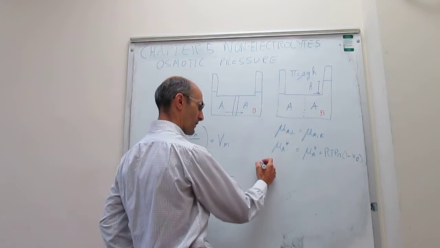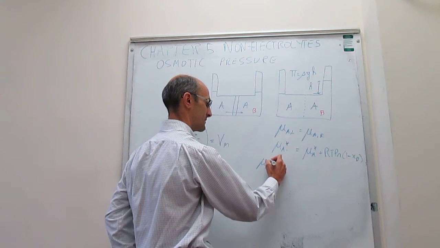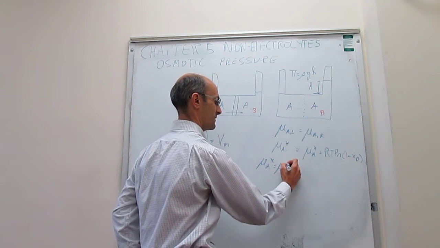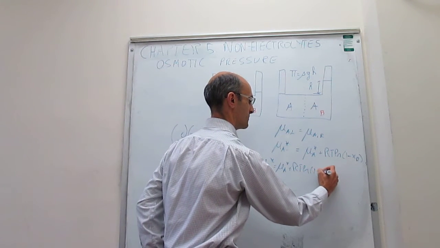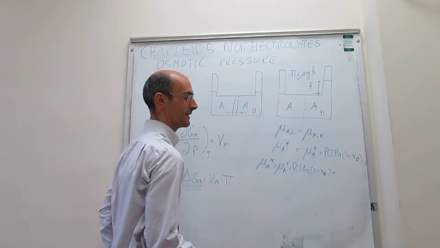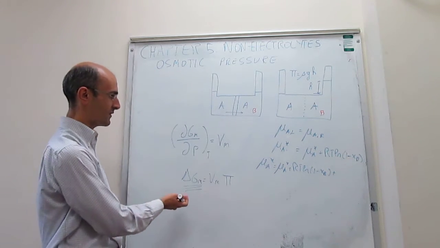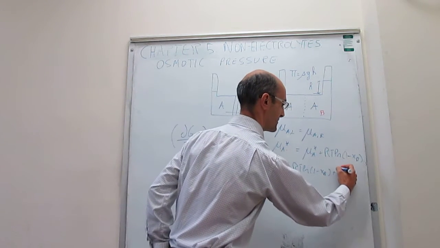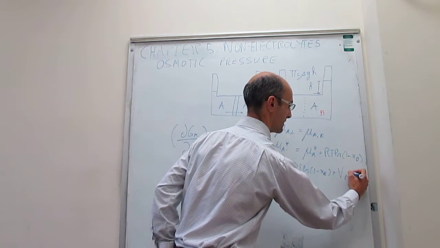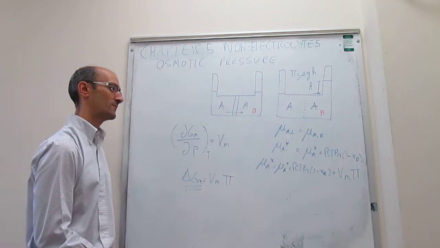So the proper way to write this equation is: mu sub A star plus RT natural log of 1 minus x sub B, plus, again, an additional contribution to the chemical potential from that hydrostatic pressure: the molar volume times that hydrostatic pressure.